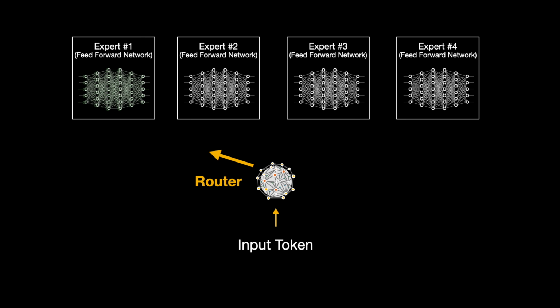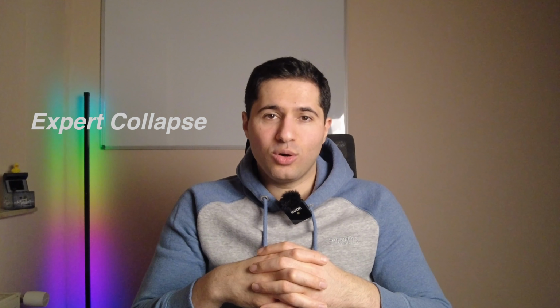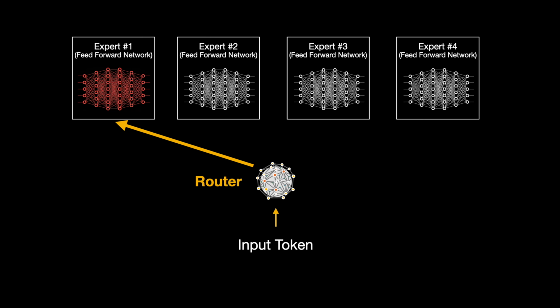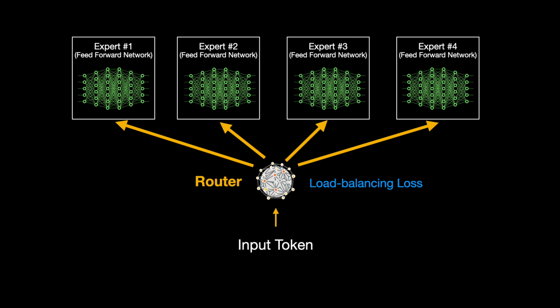But this creates a new problem. What if the router sends everything to the same expert? That expert becomes overloaded, and others, of course, are inactivated and wasted. This is called expert collapse. To prevent this, MOE models add load balancing losses. Those losses encourage equal expert utilization. It helps to diversify the routing decisions. The router is trained not just to be accurate, but to be fair.